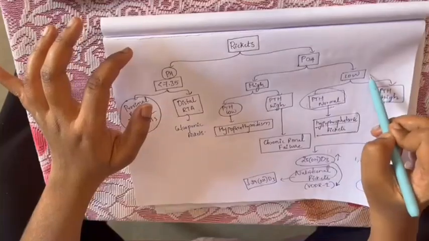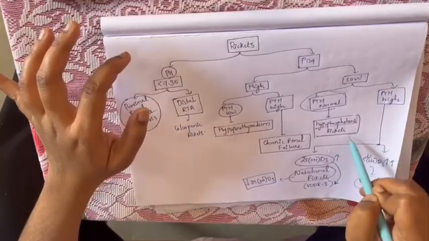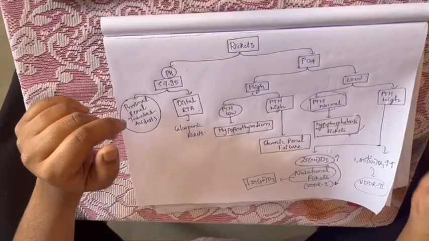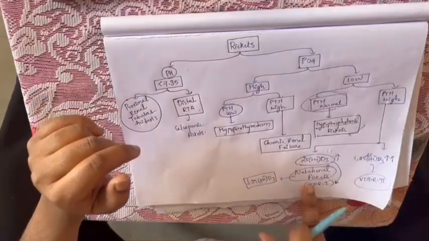Just check for phosphate low and PTH normal. The answer would definitely be hypophosphatemic rickets. If the PTH is high, it can be either chronic renal failure or any of these two.